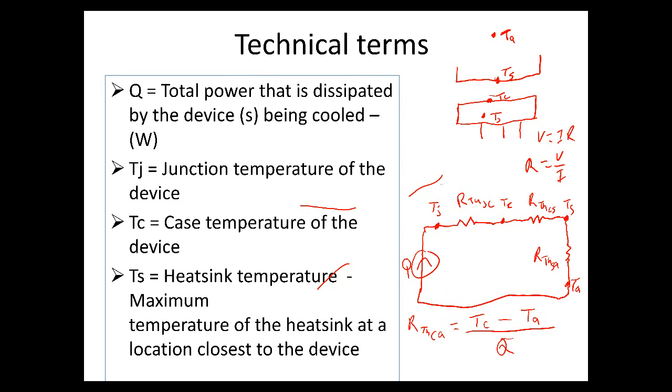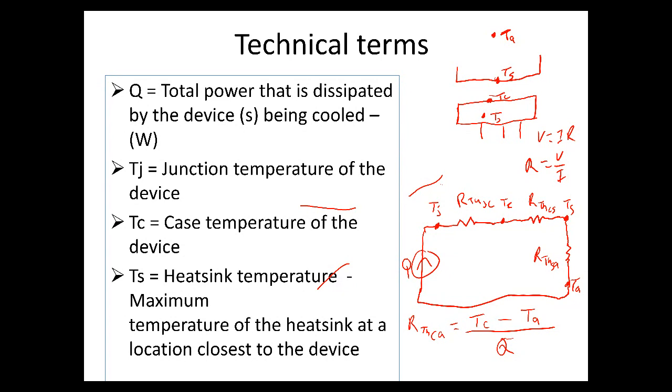Suppose I want the thermal resistance between the junction and the sink. So it would be between TJ and TS, that is RJC plus RCS over Q. But more so, put the temperature difference: TJ minus TS over Q.